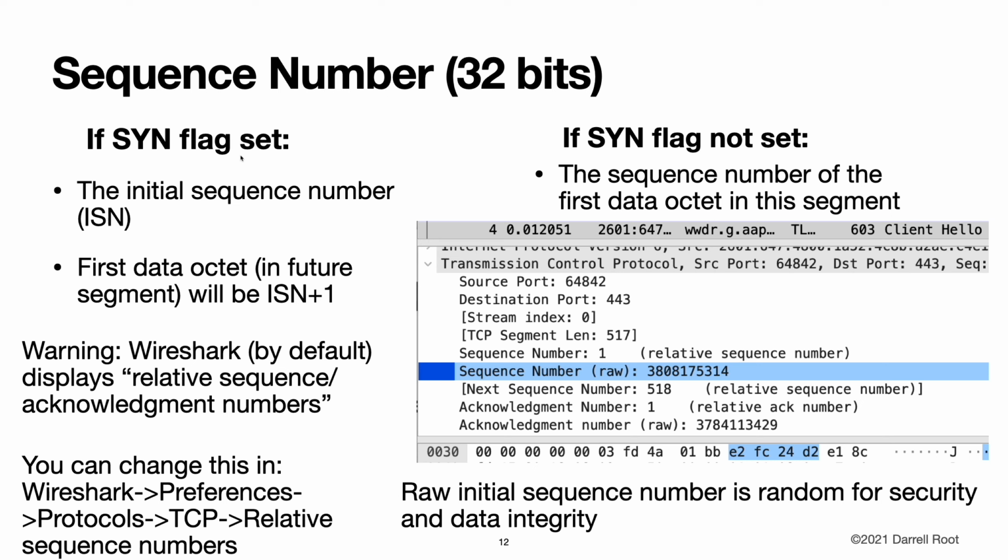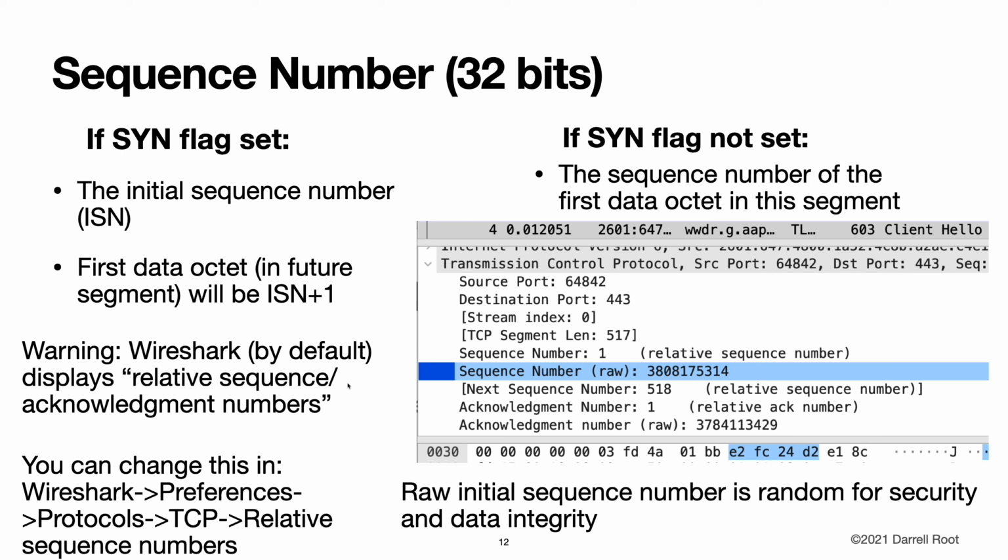If the SYN flag is set, then the sequence number is the initial sequence number for this connection. If the SYN flag is not set, then it is the sequence number of the first data octet in the segment, if there is one.